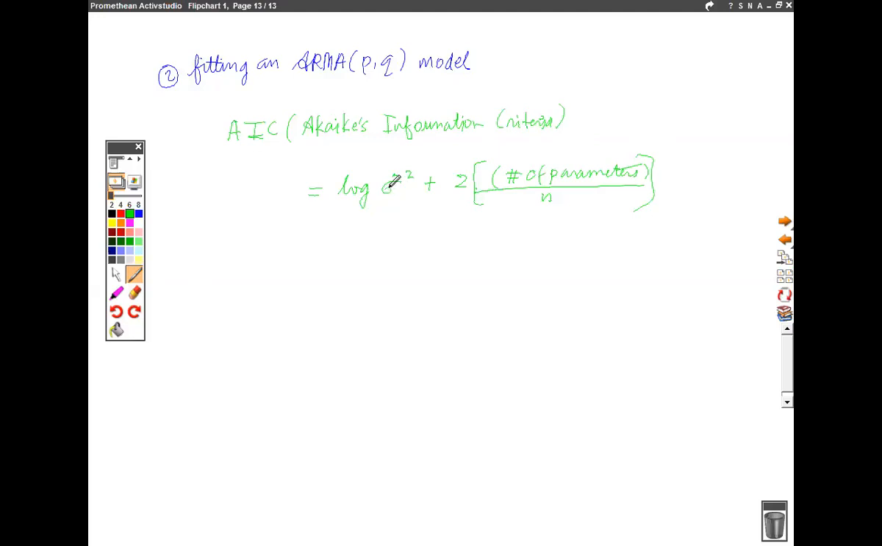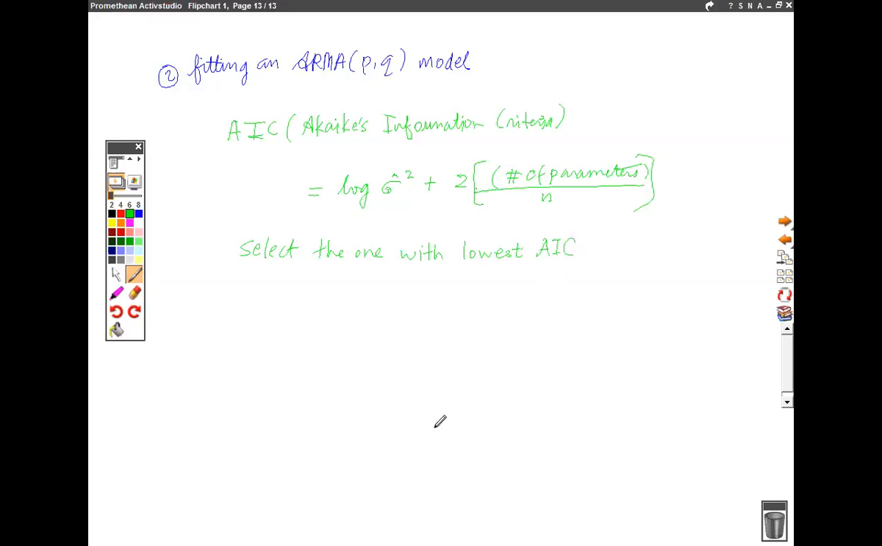But you know that if you keep on adding the parameters, sigma square will of course be lower, right? And the same is the case with the R square as well, the capital R square that you generally look at in regression. So now, instead of just looking at the sigma square value, you add this as a sort of punishment for the number of parameters that you're adding. And that is how you balance the trade-off. And the lower the value of AIC, the better the model is. So select the one with the lowest AIC.